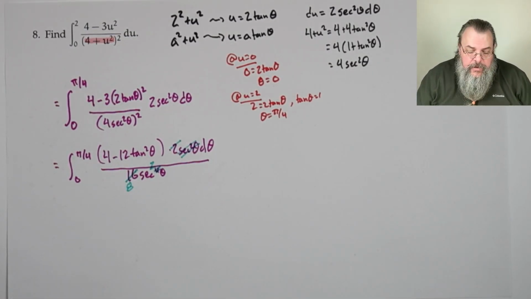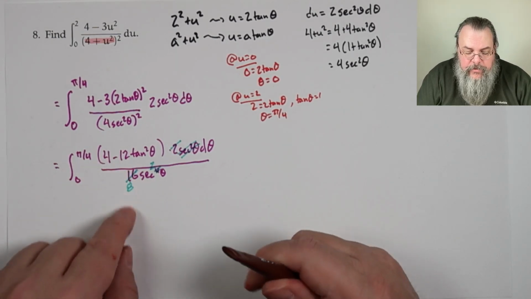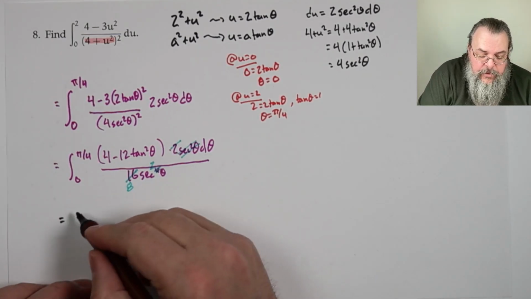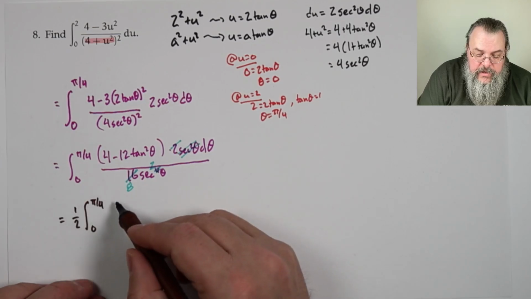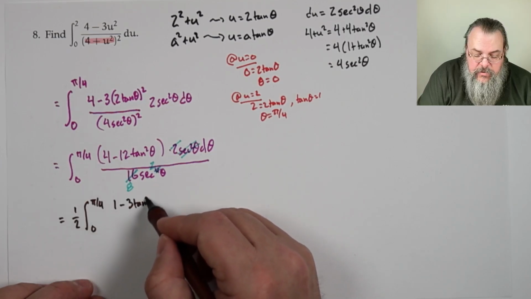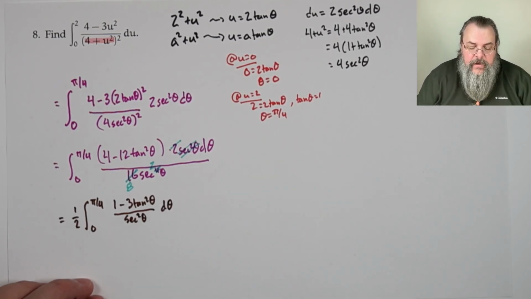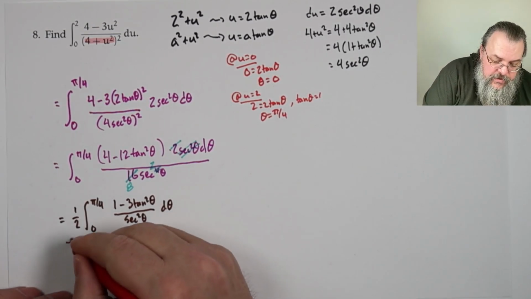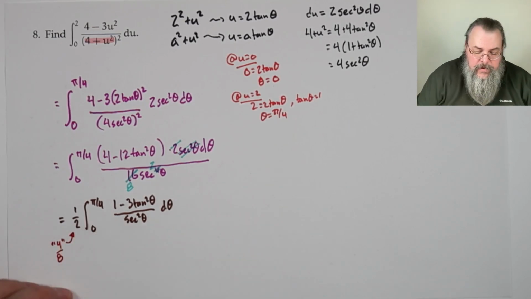And so at this point we say, well, that's nice. That's very nice. And I also see that everything that we have here is factors of 4. So I'm going to pull a 4 out from the upstairs and 8 out from the downstairs. And if I pull out 4 over 8, that's 1 over 2. Integral 0 to pi over 4. And then we have 1 minus 3 tangent squared theta over secant squared theta. All right, good. And I'll just make a little note here. This was a 4 over 8. That's where that came from.